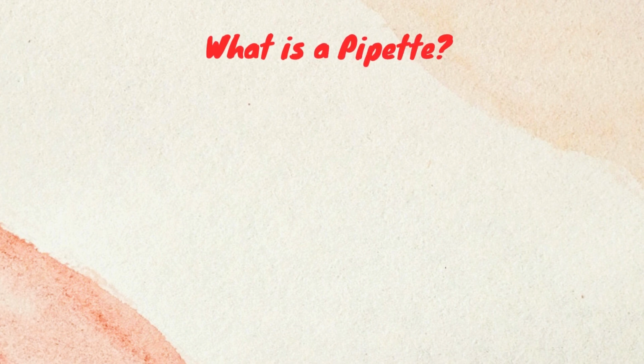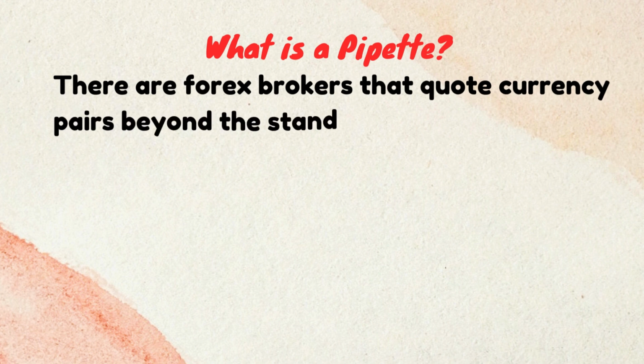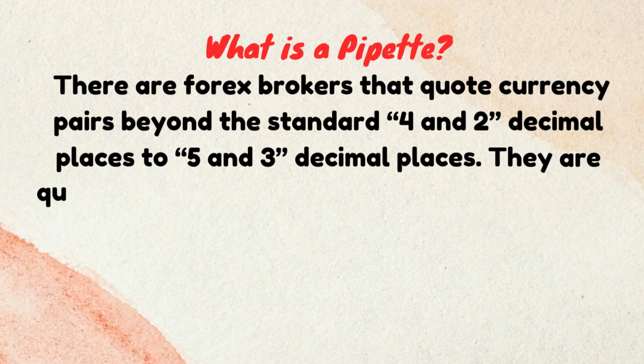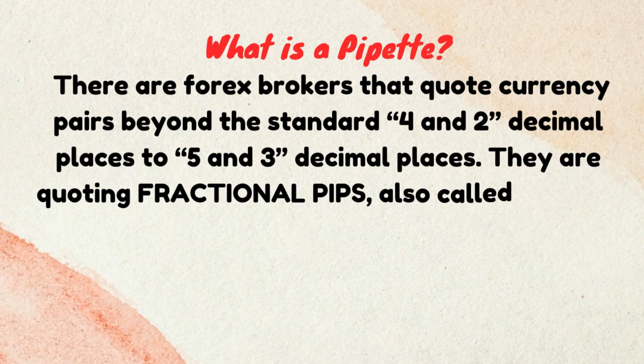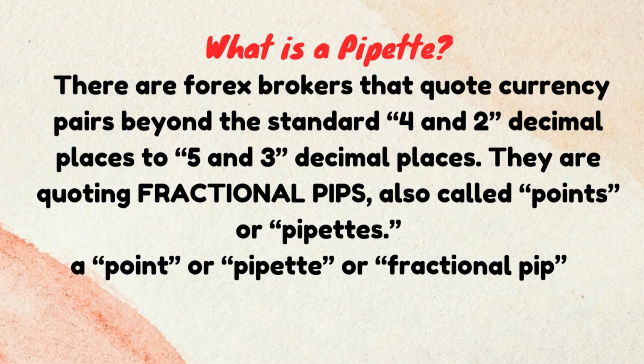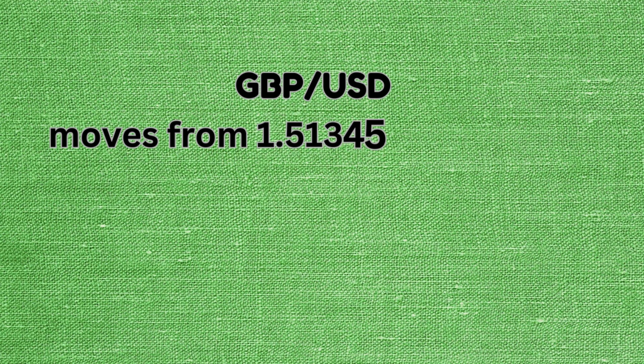So what is a pipette? Some forex brokers quote currency pairs beyond the standard 4 or 2 decimal places, to 5 and 3 decimal places respectively. They are quoting fractional pips, also called points or pipettes. A point, a pipette, or a fractional pip is equal to a tenth of a pip. For example, the fifth decimal is the pipette.